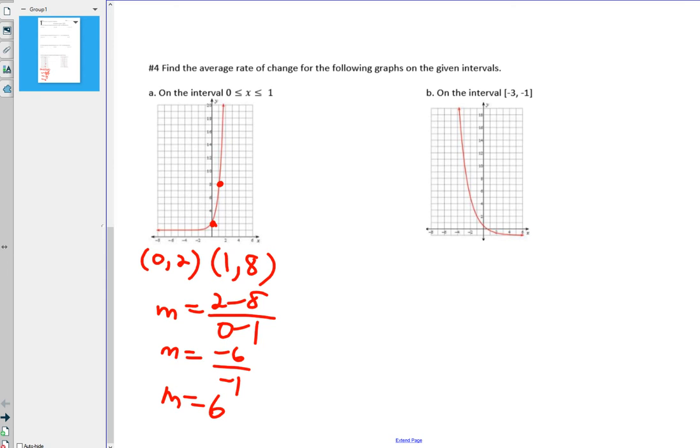Over that interval, that's what the slope is. If you change the interval, the slope is going to change. That's why it's curving. But over that interval, that's what it is. Here, let's try to do the next one together. Between negative 3 and negative 1. I'll help you identify the points, and then you find it.